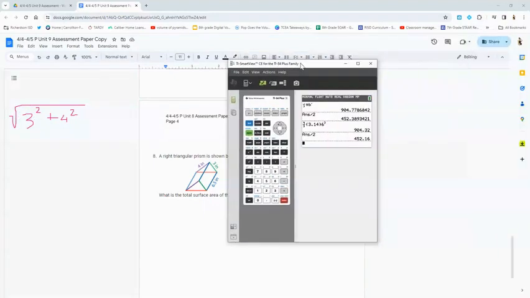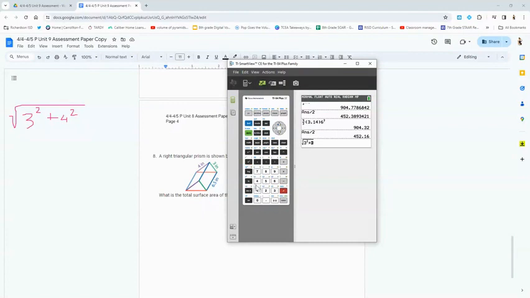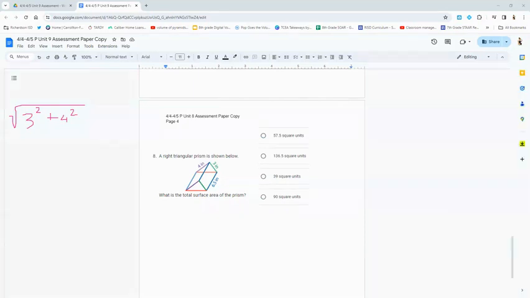So I'm going to do that. I'm going to do alpha x, 3 squared plus 4 squared, enter, and we get 5. So we're going to put 5 here.